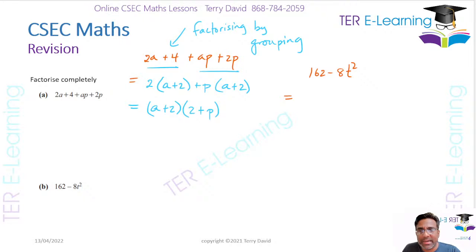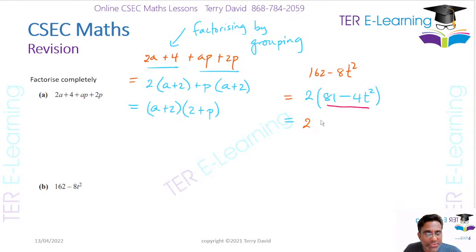So first step, I'm going to factor out, let's say, 2. 2 is common to both of them. So if I factor out 2, then 162 divided by 2 is going to give me 81 minus 4t squared, right? Some students might stop there and think, well, I'm done. But if you look carefully, you will realize that there is a difference of two squares right here. 81 minus 4t squared is the difference of two squares, right? So therefore I can factorize this further.